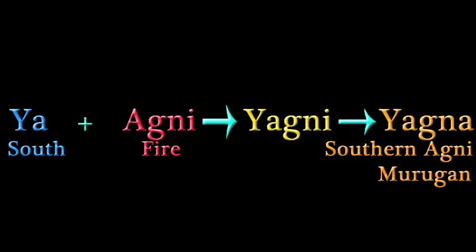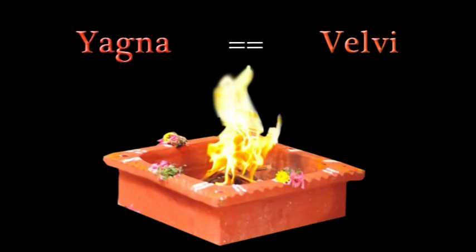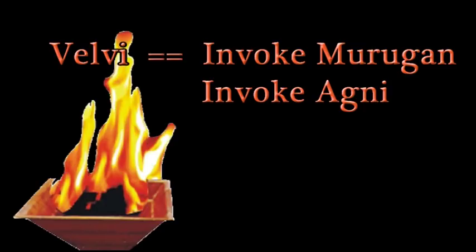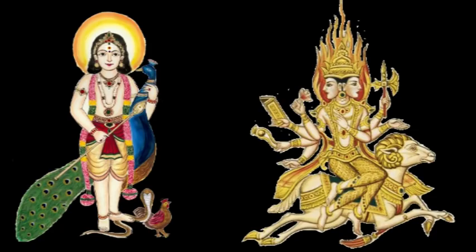Ya means south, and hence the literal meaning of Yagna is southern Agni, and it points to Murugan, who is the southerner. Yagna is also called Velvi in Tamil, and Vel refers to Murugan through his divine weapon. The fire ritual called Velvi in Tamil means invoking Murugan, and that is Agni. Hence, Murugan is Agni Devan without an iota of doubt.